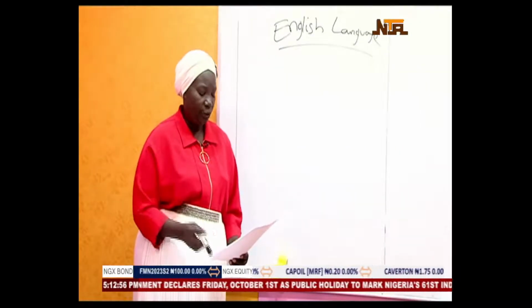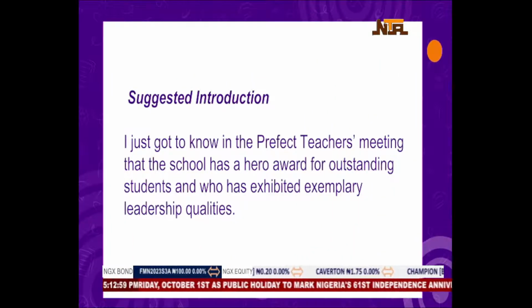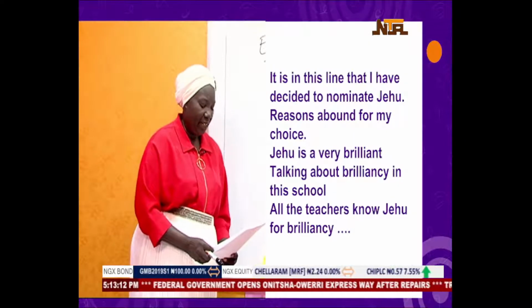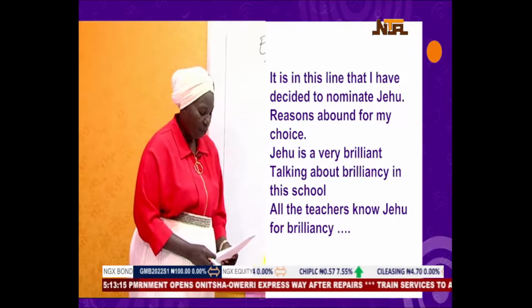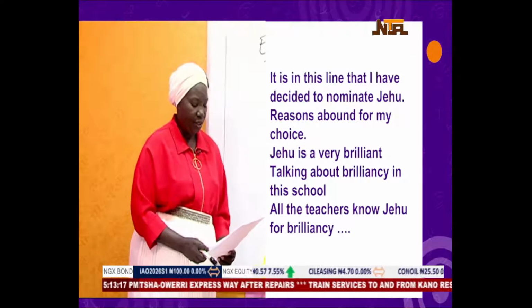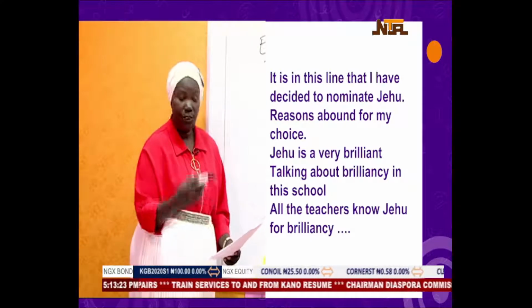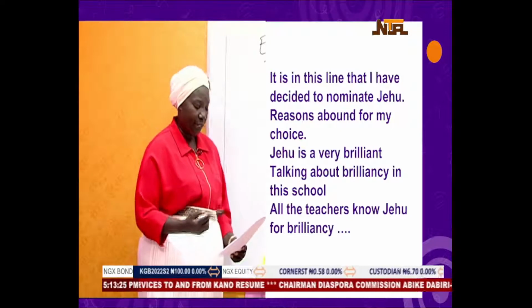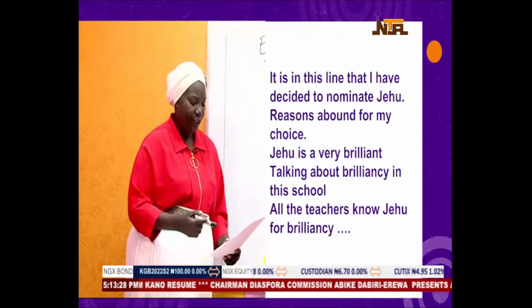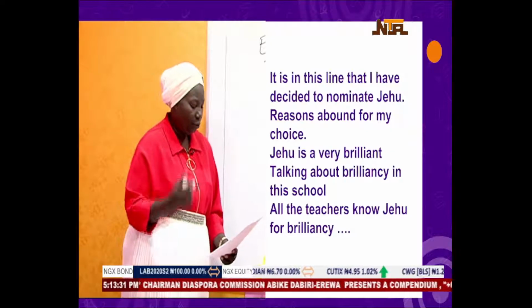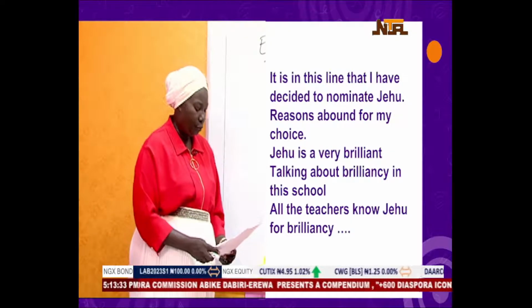You can also start this way: I just got to know in the prefects' teachers meeting that the school has a hero award for outstanding students who have exhibited exemplary leadership qualities. It is in this line that I have decided to nominate Jehu. Reasons abound for my choice. Jehu is very brilliant. Talking about brilliancy, now you are introducing your points. First, you can say Jehu is very brilliant. Talking about brilliancy in this school, all the teachers know Jehu for brilliancy, and on you continue.